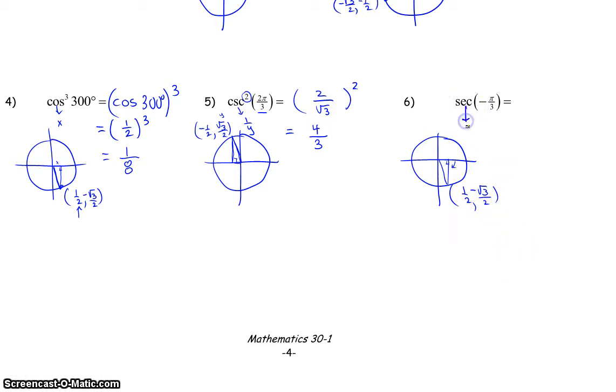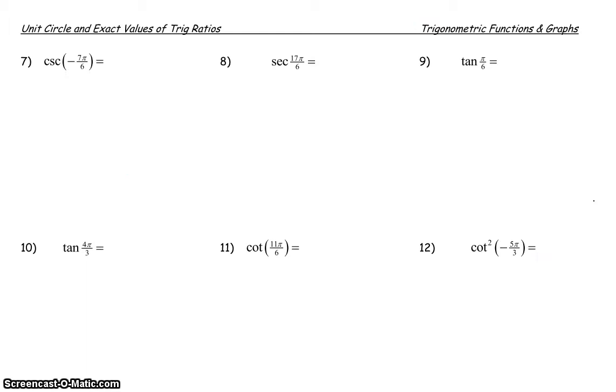Good, secant is 1 over cos, and cos is x, so we have to flip the x coordinate. So if we reciprocal 1/2, we get 2. 2 over 1 if you like, but 2. There we go. That should be our answer. All right, 6 more to go and we are finished.